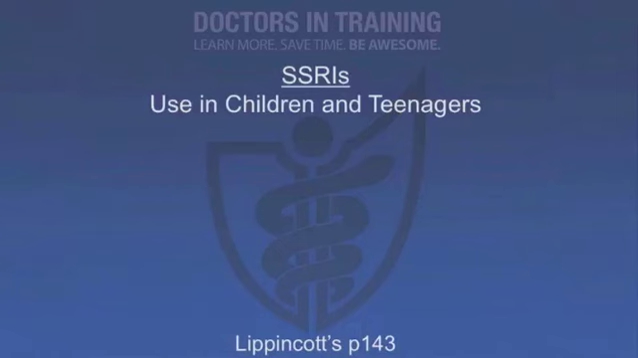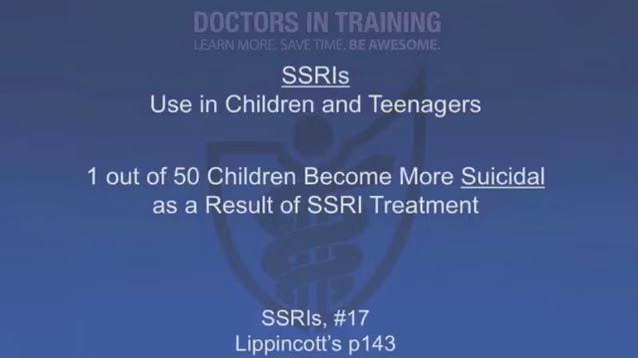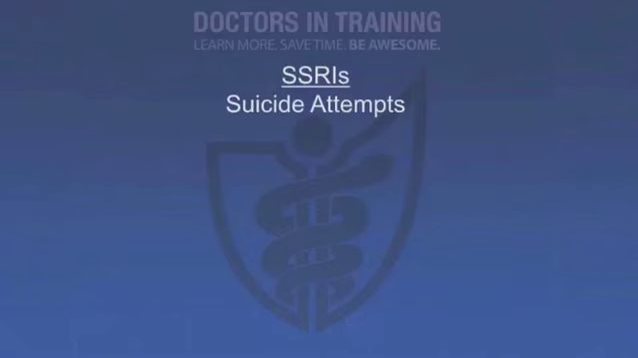Antidepressants can also be used with children and teenagers. They should be used cautiously because about 1 out of 50 children become more suicidal as a result of SSRI treatment. This phenomenon is thought to be related to treatment-emergent mania in undiagnosed juvenile bipolar patients. Pediatric patients should be observed for worsening depression and suicidal thoughts whenever an antidepressant is started or its dose is adjusted. Suicide attempts are unfortunately common in depressed patients.